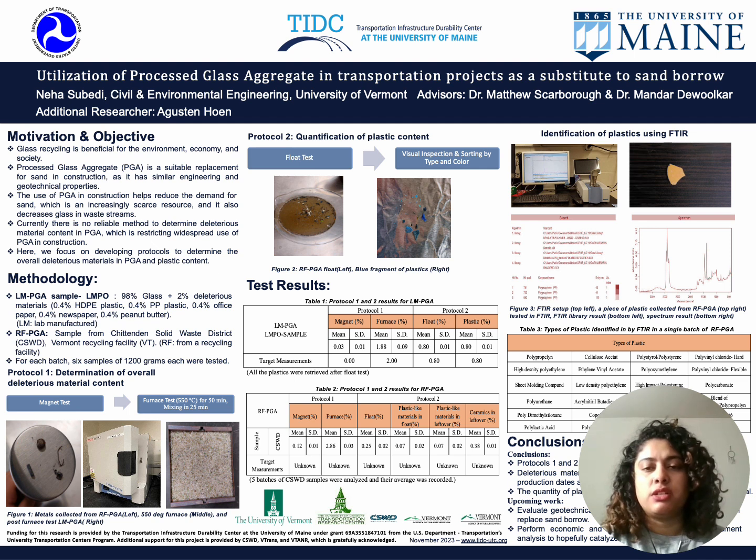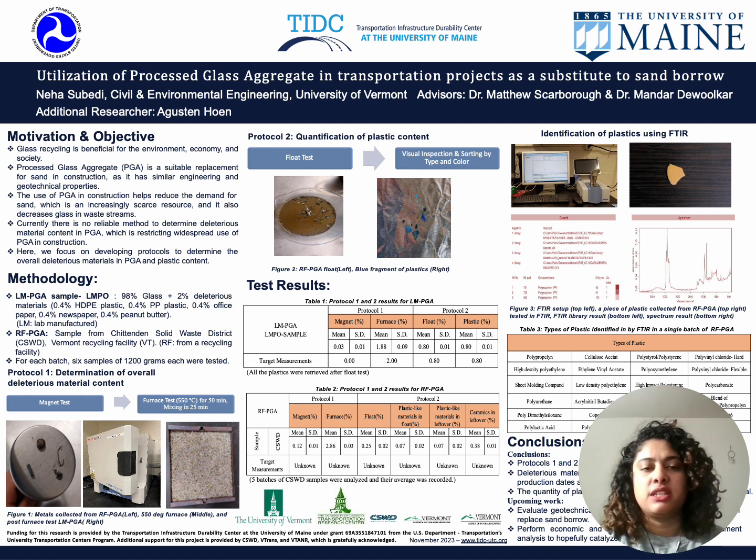For the magnet test, ideally the magnet constituent in the clean glass is 0%. For the furnace test, we are expecting the entire deleterious material to burn, therefore we have 2% as our target measurement. For the float test, we expected all the plastics to float, hence 0.8%. So for result one, protocol 1 and 2 tests on our lab manufactured PGA, we can see in Table 1 that we have our metal content as 0.03%.